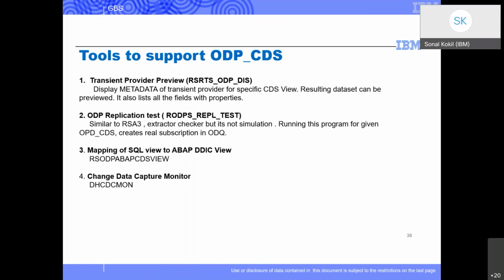Yeah, I think the key point is you need to mention the key fields explicitly. That's what I came to know. I'm not well versed, but I think you need to mention the key fields of tables. Meaning we should identify which table would be the driver for the delta trigger. So these are just the tools which support the SQL view for ABAP CDC.